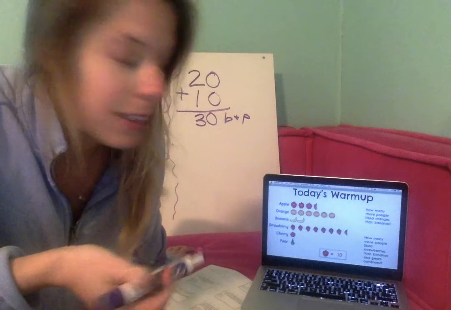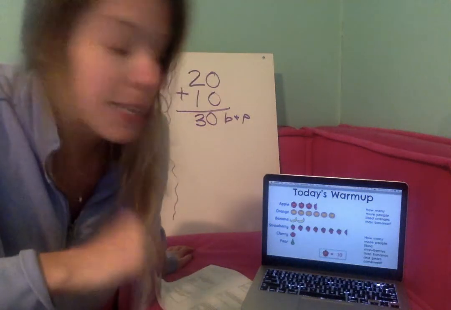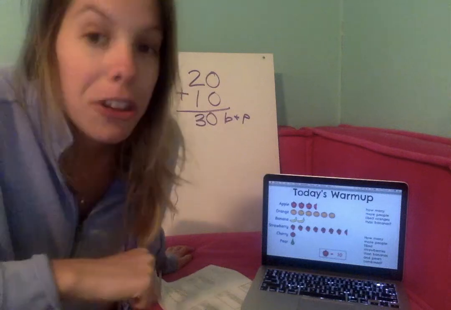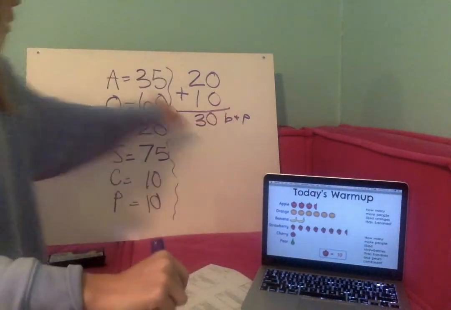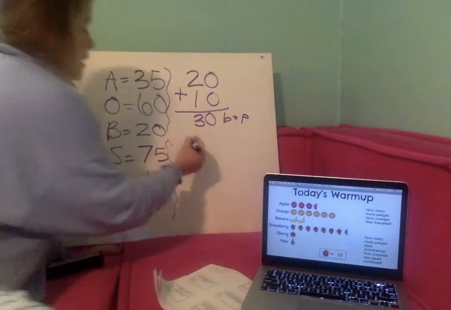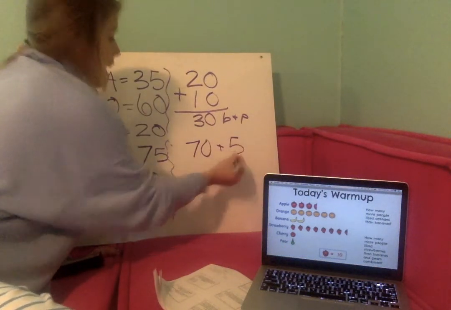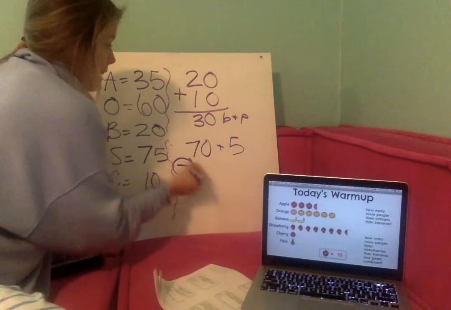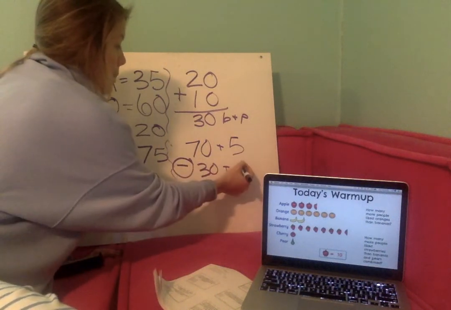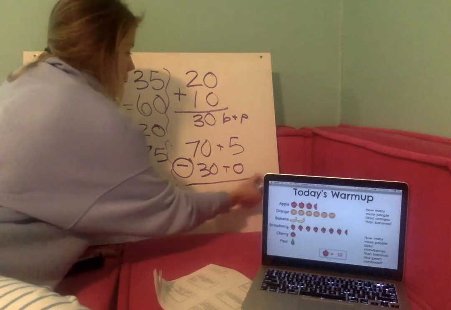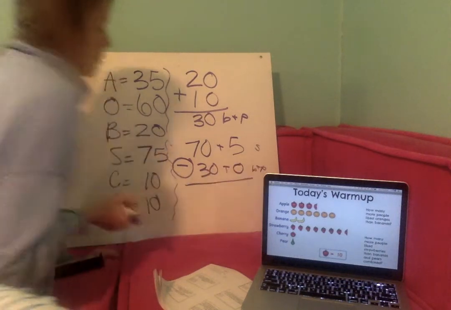I'm going to read it again. How many more people like strawberries than bananas and pears combined? So the other fruit that we haven't discussed is strawberries. So we need to take strawberries, which is 75, and you should subtract that from 30, which was the bananas and pears. And I'm just going to put an S for strawberries and a B and a P for bananas and pears.